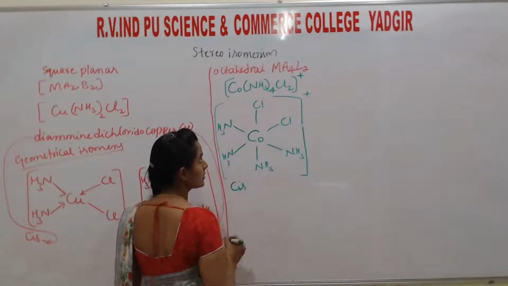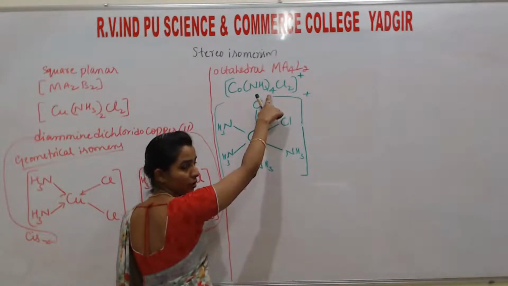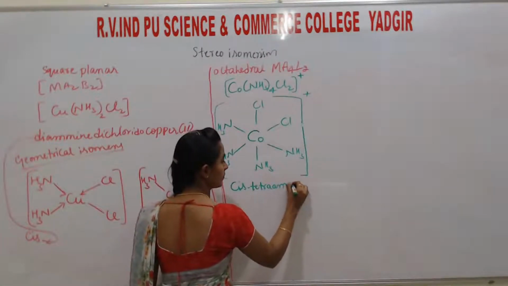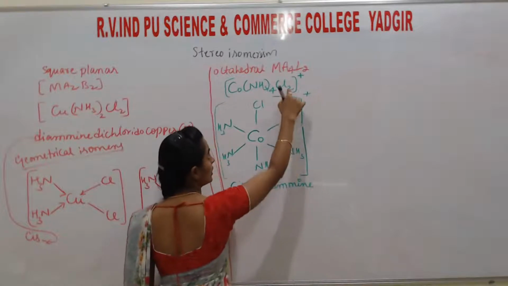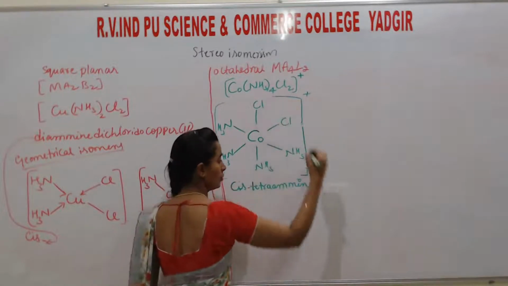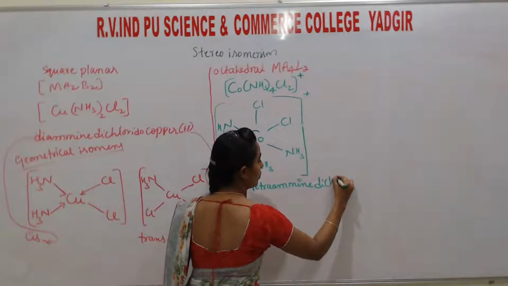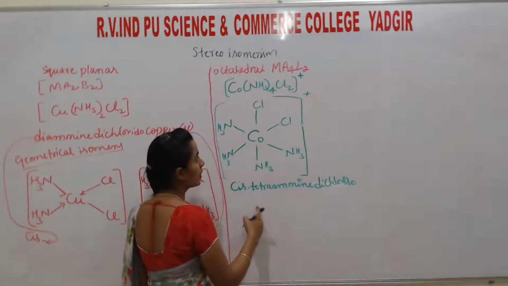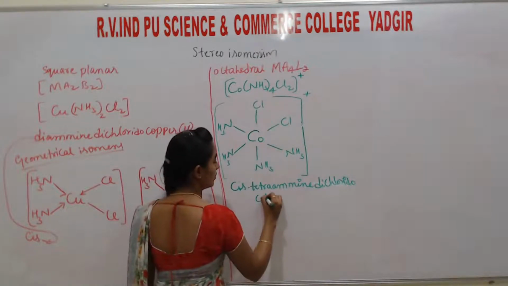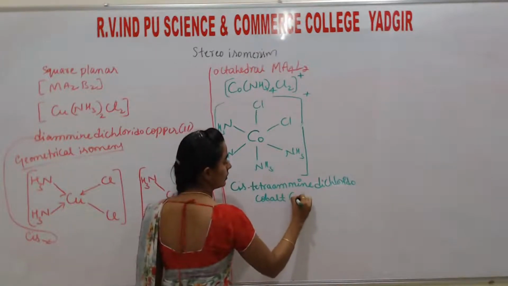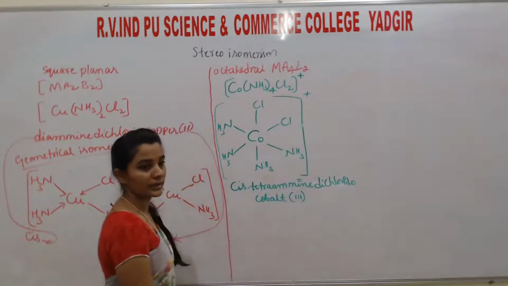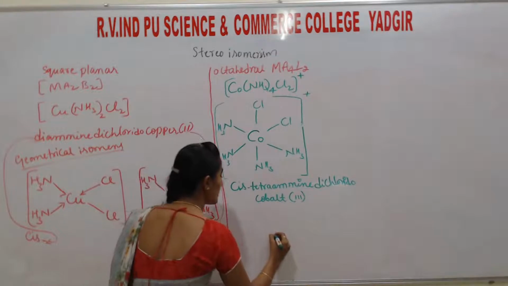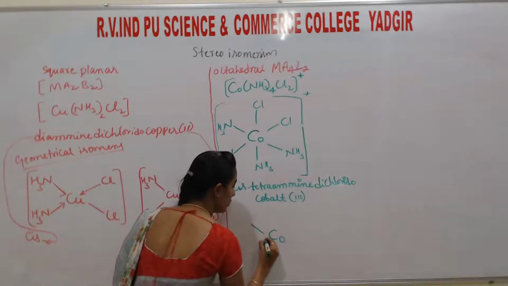Next, the two identical atoms are adjacent to each other. Then it is 6. How many NH3 atoms are there? 4 means tetraamine. How many chloride atoms are there? 2. Then dichlorido. I'll continue here. And cobalt 3 complex. Correct?